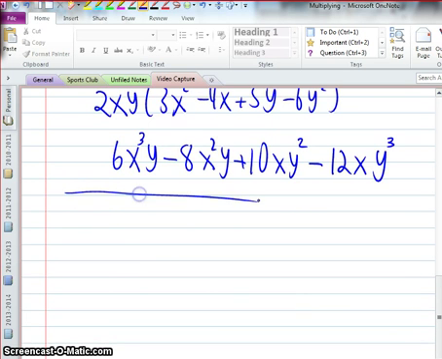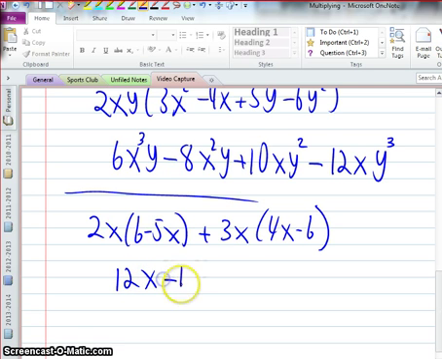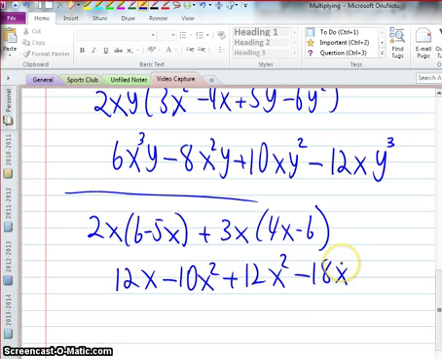Sometimes you'll see multiple x's in the same expression. So in this case we'd have 12x minus 10x squared plus 12x squared minus 18x, and then we've got to combine like terms, which looks like I've got negative 10 and positive 12x squared, so 2x squared, and 12x minus 18x is minus 6x.